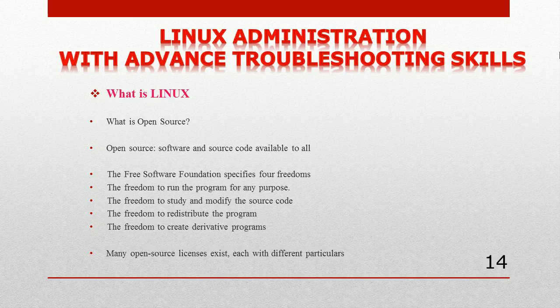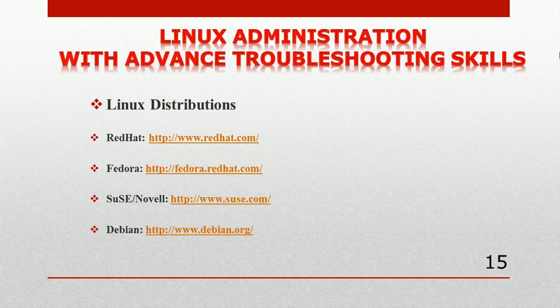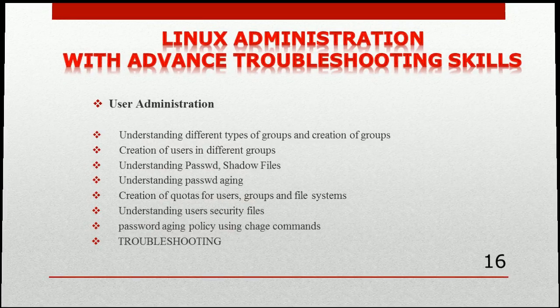Open source means you are free to do anything with it. You can modify it, you can create your own Linux operating system, anything you can do. Freedom to create derivative programs, with many open source licenses, each with different particulars. And for Linux distributions, we have a few distributions from where you can get the Linux operating system.